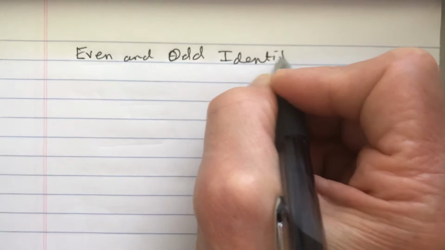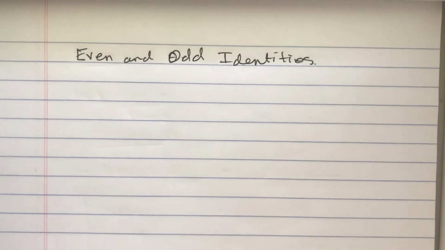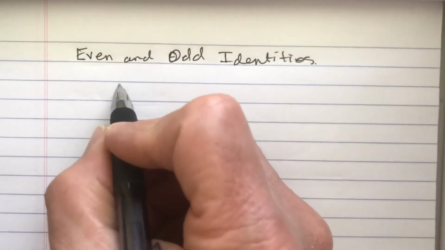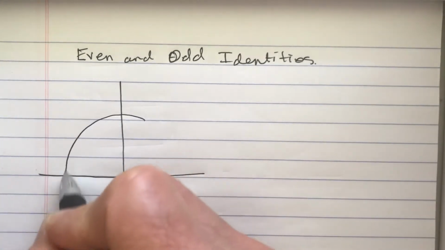Here we're going to talk about even and odd identities. I almost wrote a theta there. Okay, so this might make a lot of sense to you, but maybe not. So let's just see what happens here.